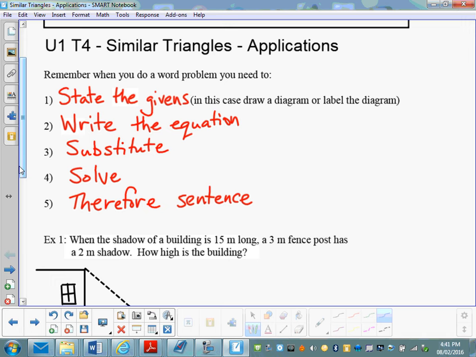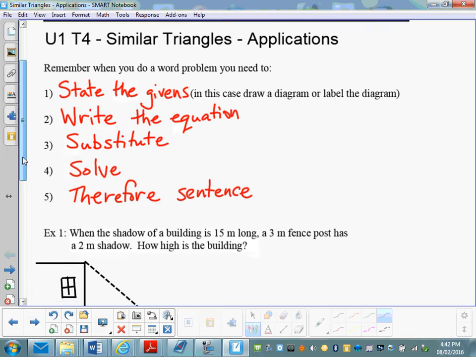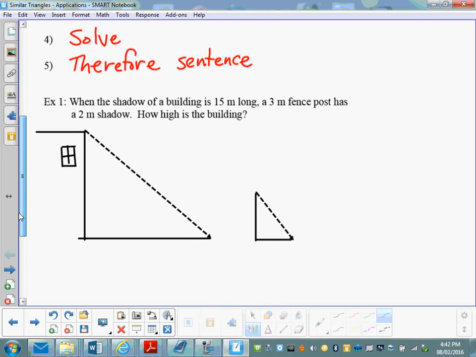The second step is to write the equation. The third step is to substitute the values and information from the question into that equation. Then the fourth step is to solve it. And then once you've solved it, you want to write a therefore statement that answers the question being asked.